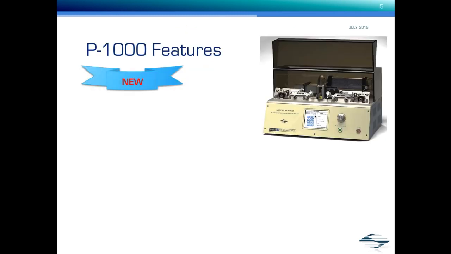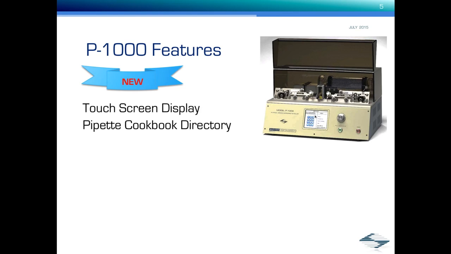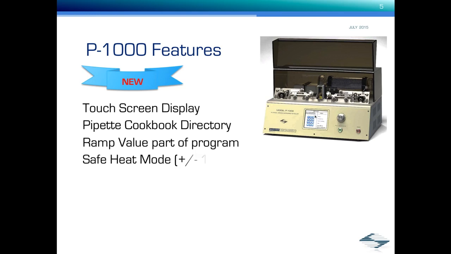The P1000, here are the new features to the puller. The P1000 has the same features as the P97 plus these additional features. It has a touchscreen display as I described. It has a Pipette Cookbook directory where you can look up programs, install them, and then get working with making a good stable program from the basis of the program that was provided in the cookbook. The ramp test value is associated with the program, which is really nice because I usually forget what the ramp test value is the moment I press reset on the P97 puller, and I forget to write it down. So it's nice that it's embedded into the program.